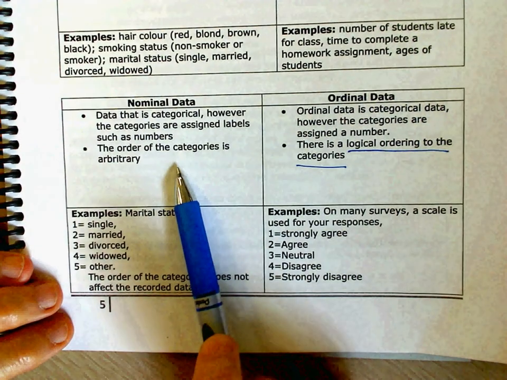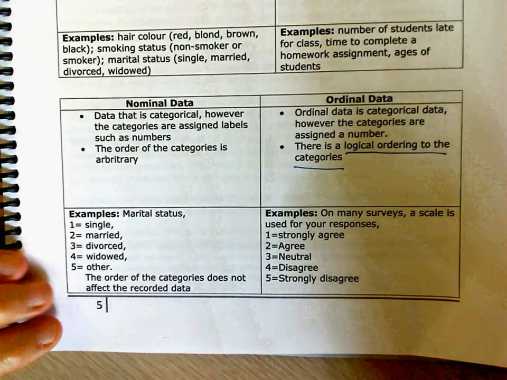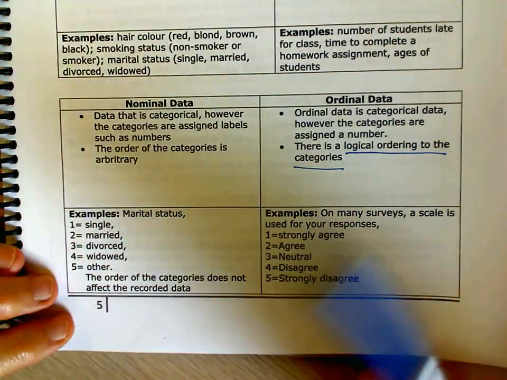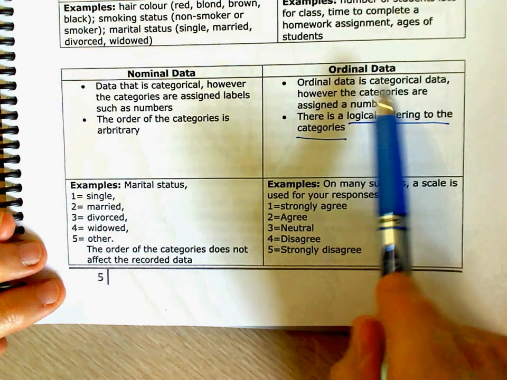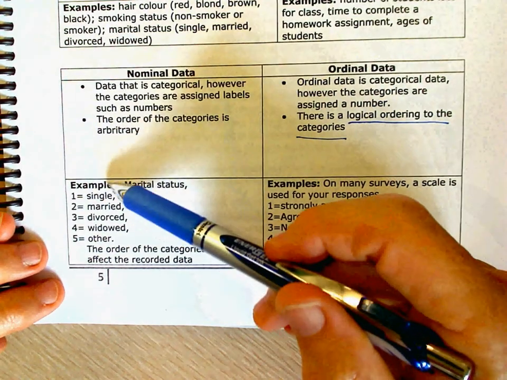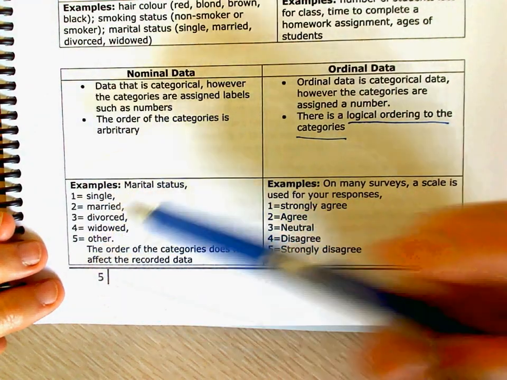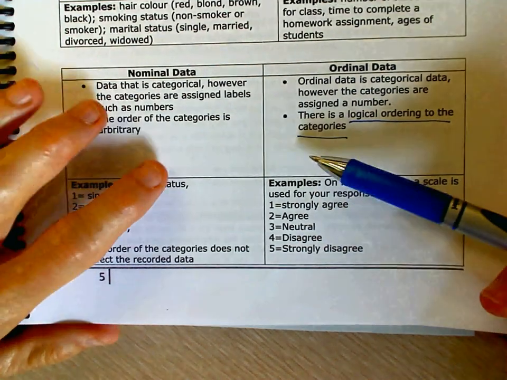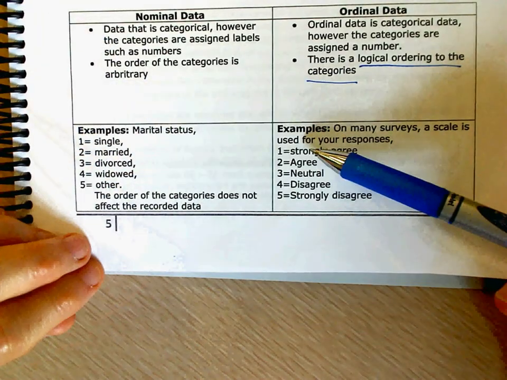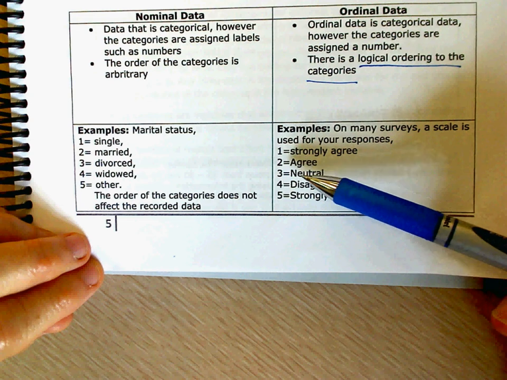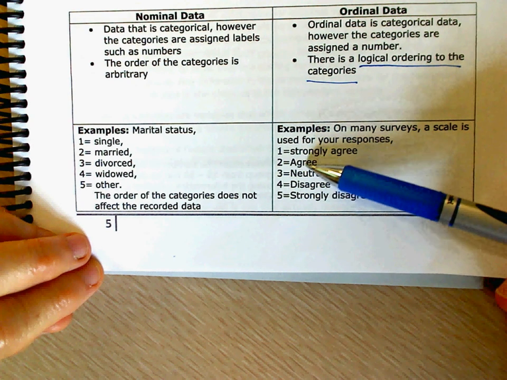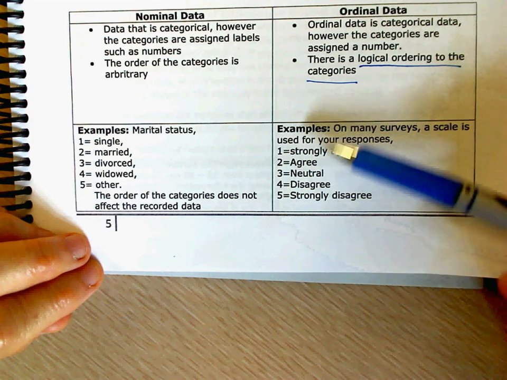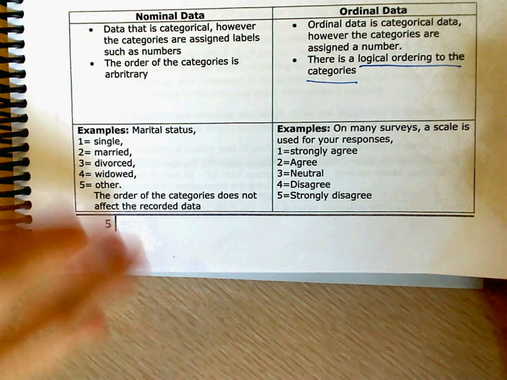Okay, nominal data versus ordinal data. I'll just go over that again. So, they're both categorical. For nominal, the order of the categories is arbitrary. Here there's a logical order. For example, it can go from strongly agree to neutral to disagree strongly. Do you see how there's sort of a logical ordering to these categories?